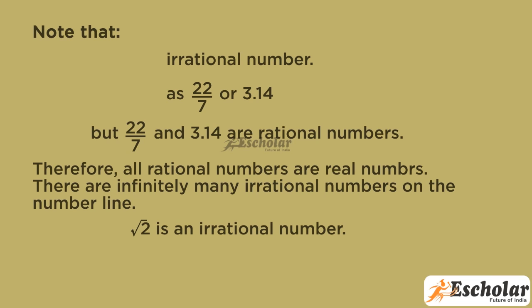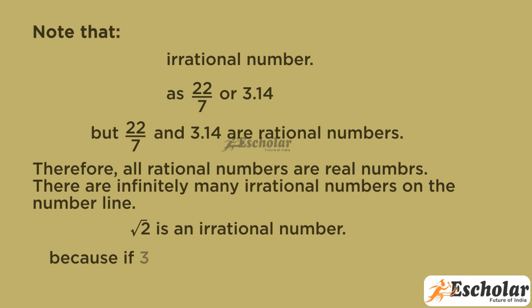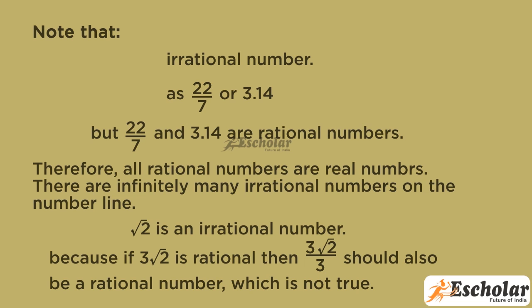Root 2 is an irrational number. Note that numbers like 3 root 2, 7 plus root 2, 3 minus root 2, etc. are also irrational numbers. Because if 3 root 2 is rational, then 3 root 2 upon 3 should also be a rational number, which is not true.